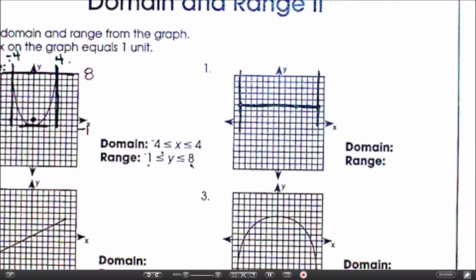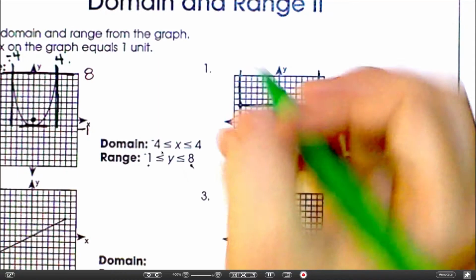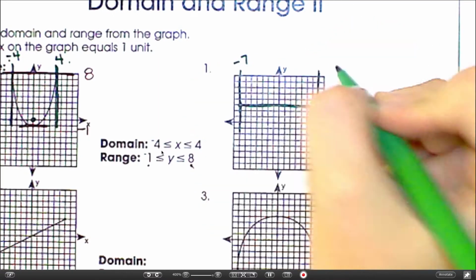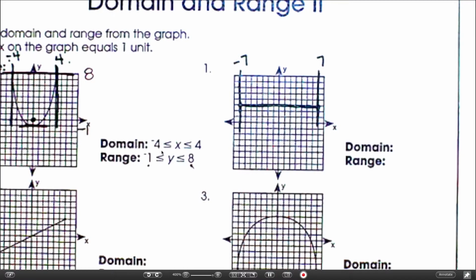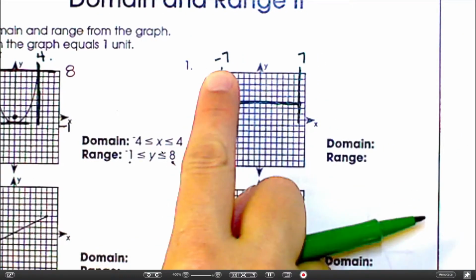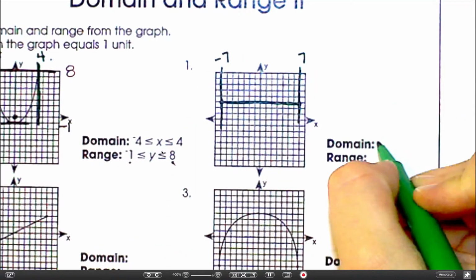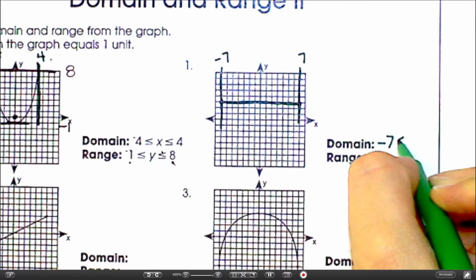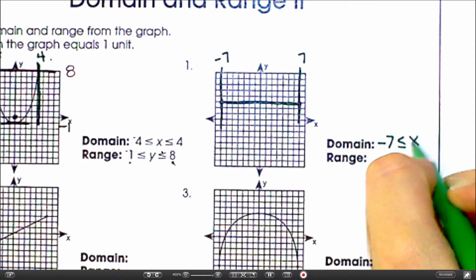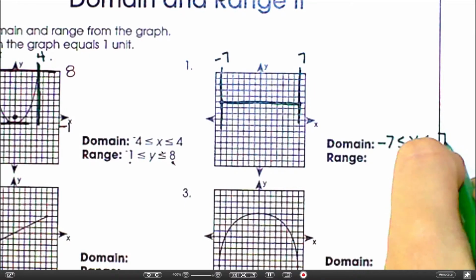As far left and right as I can go would be here and here. Yep, -7 and 7. So to write that as my answer, I'm going to start at -7, less than or equal to x, less than or equal to +7.